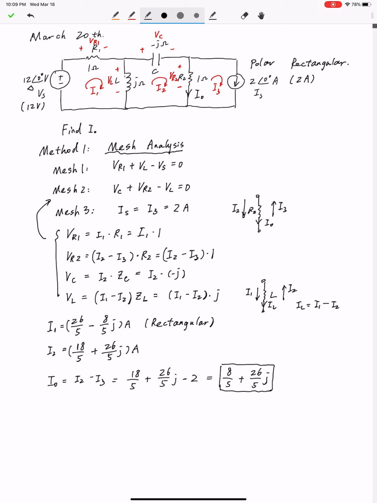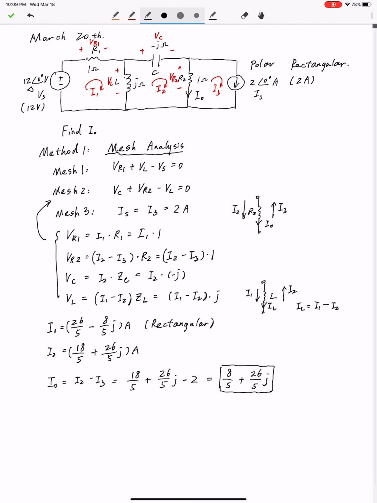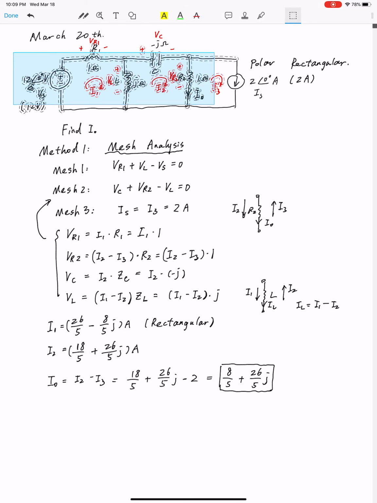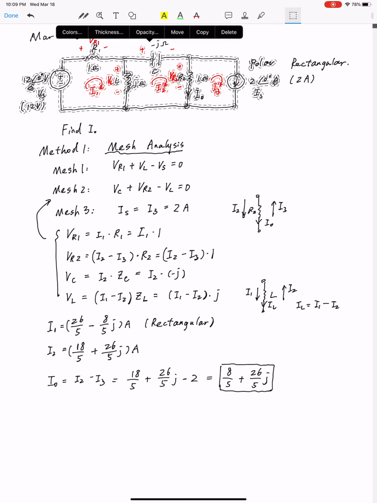Can we also use other DC circuit analysis methods to solve this problem? The answer is yes, we can. So let me show you the second way to solve this problem. And this time I'm going to use the superposition method. But before I do that, I want to copy this question so I don't need to redraw it.